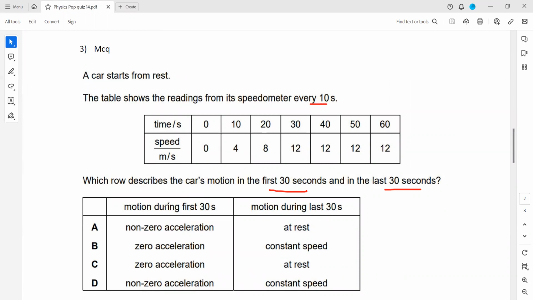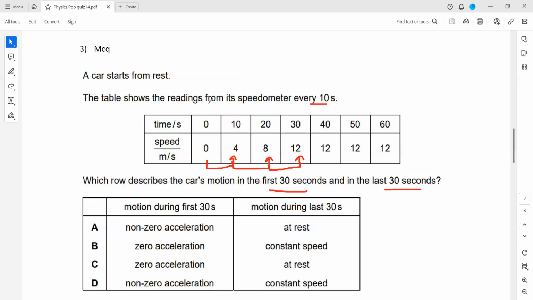What does it mean, zero acceleration? Zero acceleration means like speed is constant or no change in speed. But there is a change in speed. You can see 0 becomes 4 after 10 seconds, then 4 changes to 8 after another 10 seconds, and then 8 changes to 12 after another 10 seconds. So what it shows is that the speed of an object is increasing and it is having an acceleration. So acceleration is not 0.